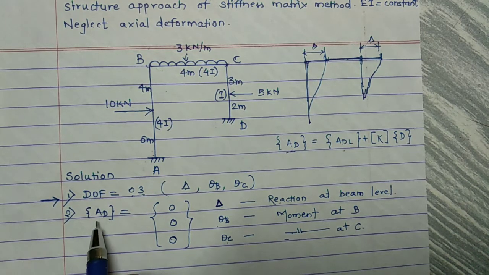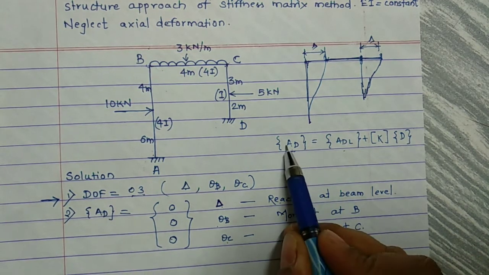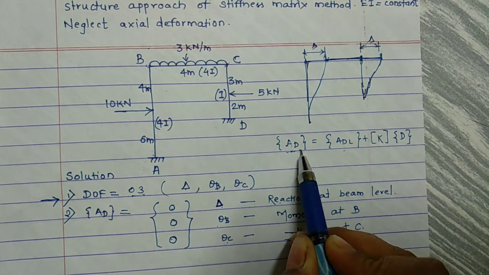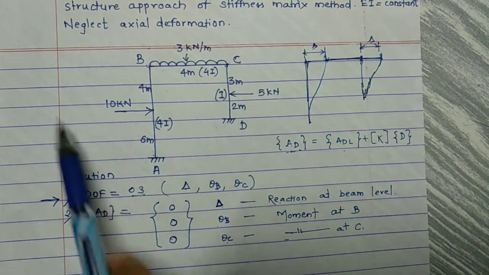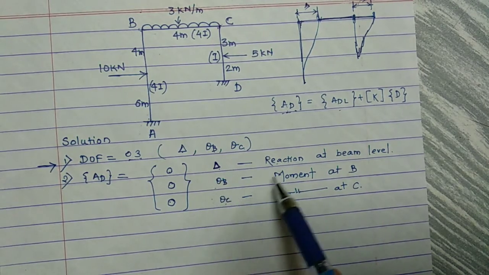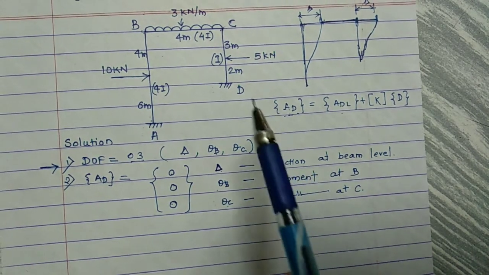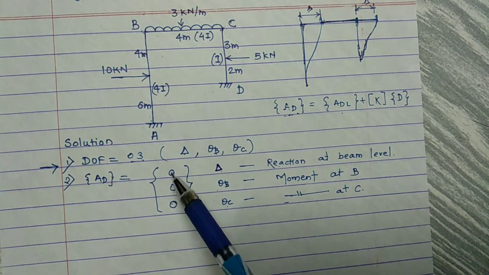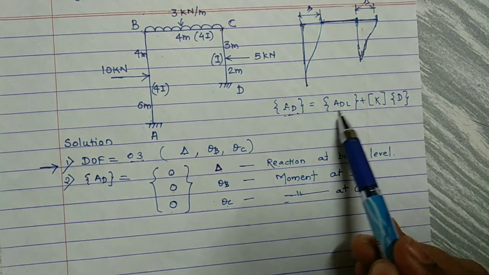So this way we get the AD matrix, that is the action corresponding to displacement in the original structure. Whatever action corresponds to these 3 degrees of freedom, if it is present you have to write it according to the sign convention. If not, you have to write 0.